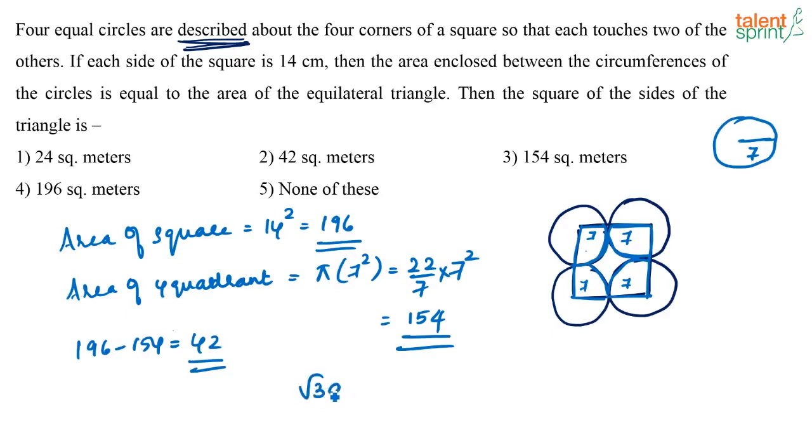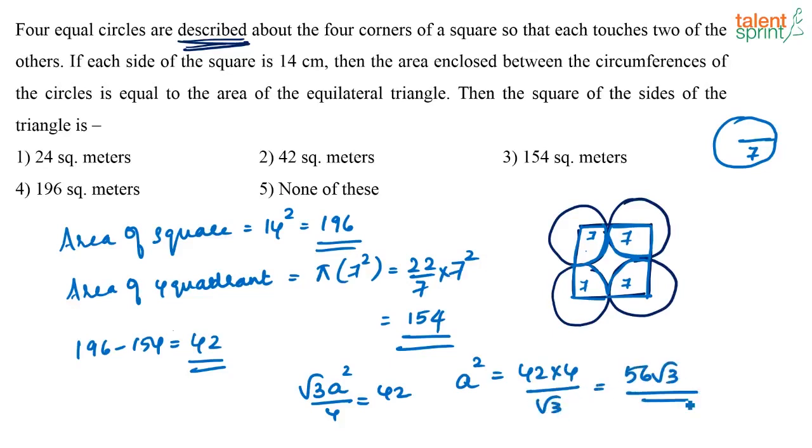So what is the area of an equilateral triangle? Root 3 a squared by 4 is equal to 42. So what is a squared? A squared is equal to 42 into 4 by root 3, which is equal to 56 root 3. Now is that there in the options? They are asking you for the value of a squared, the square of the side of the triangle. So a squared is 56 root 3, which is not there in the options. So the correct answer here is none of these.